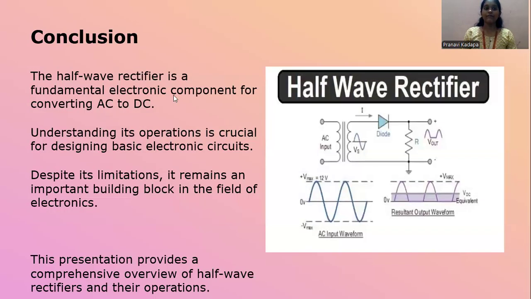Conclusion. The half-wave rectifier is a fundamental electronic component for converting AC to DC. Understanding its operation is crucial for designing basic electronic circuits. Despite its limitations, it remains an important building block in the field of electronics. This presentation provides a comprehensive overview of the half-wave rectifier and its operation, and the advantages and disadvantages, ripple factors, and efficiencies. These are the topics we have learned in this presentation.